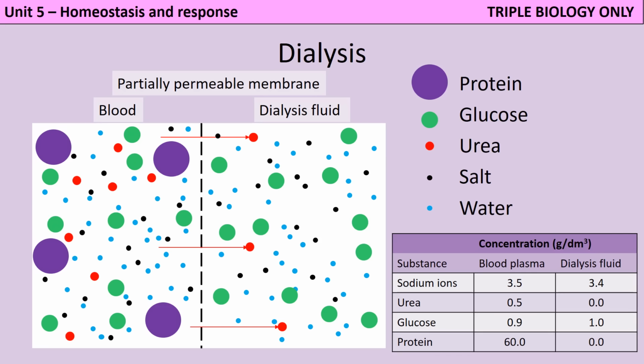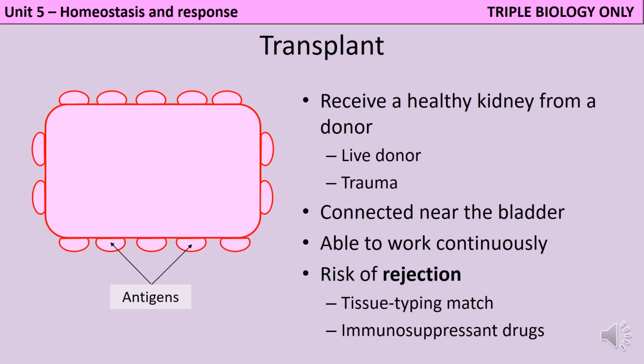It's not necessary for the dialysis fluid to contain protein because the protein molecules are too large to move through the membrane. Some patients are able to receive a kidney transplant, and this can either come from a live donor who's chosen to give up one of their 2 kidneys, or from someone who's recently died, maybe in a car accident, and their kidneys were still functioning normally. The new kidney is surgically connected near to the bladder, and the old kidneys are left in their original position.